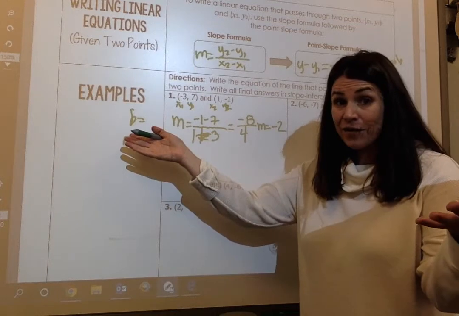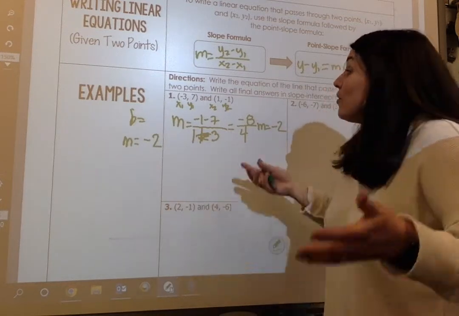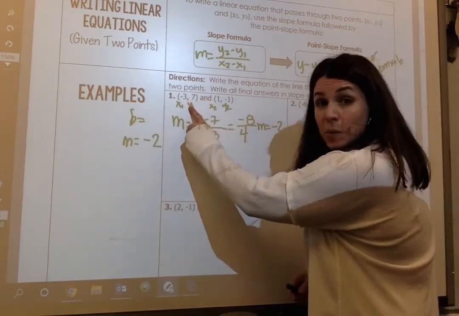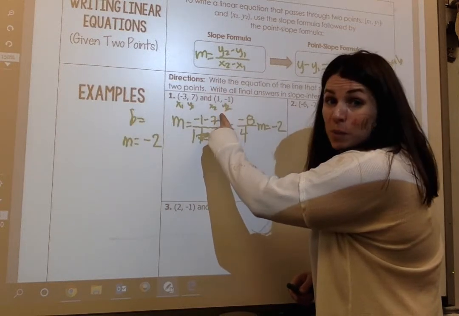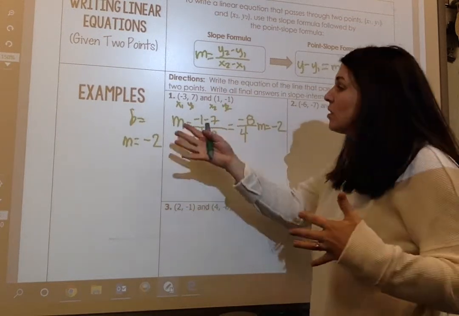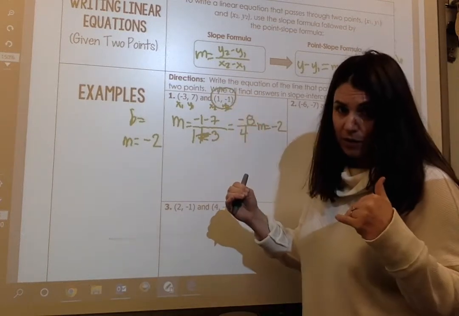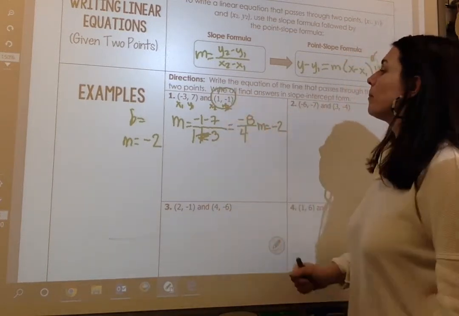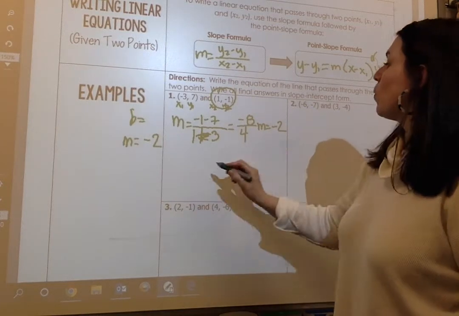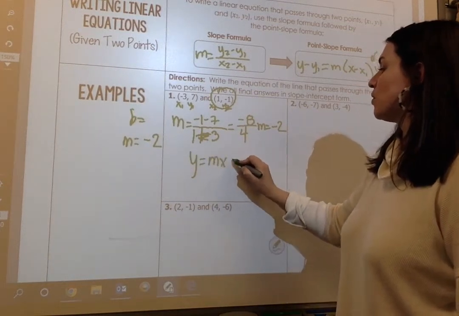Well, then I just need to find my beginning point. Here's the deal. It doesn't matter if I use this point or this point. I just need to use a point to solve it. I always choose the points with lower numbers that I don't have to work a lot with. So I'm going to choose this point, and I'm going to use my y equals mx plus b because that's what I'm used to.